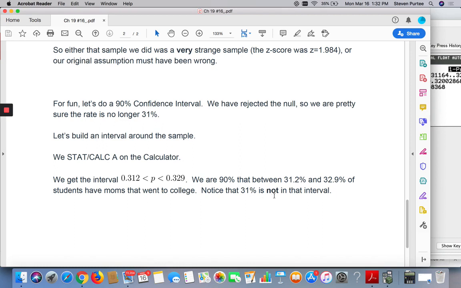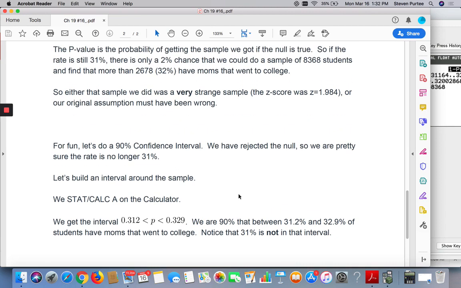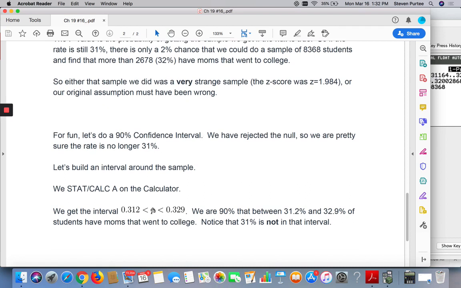Notice 31 is not in that interval. We said up here we're pretty sure 31 is not the rate anymore. Well, look, our interval says we're 90% sure that the rate's in between here and here. 31 is not in that interval.